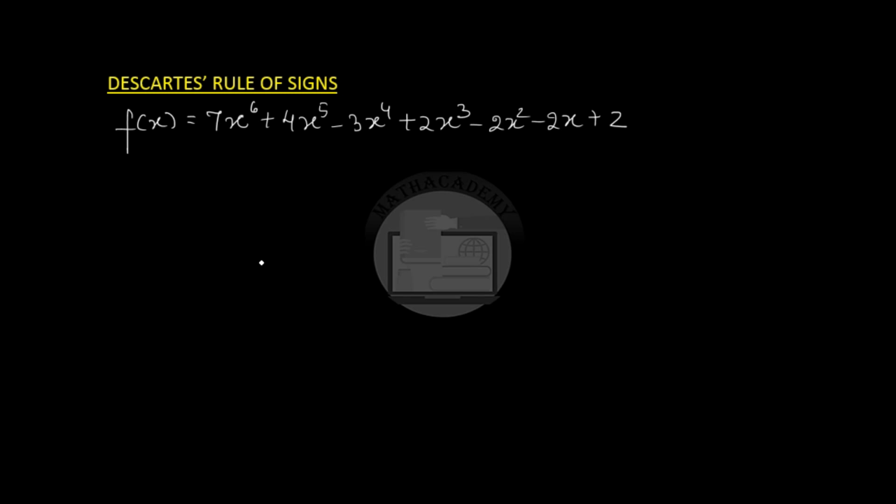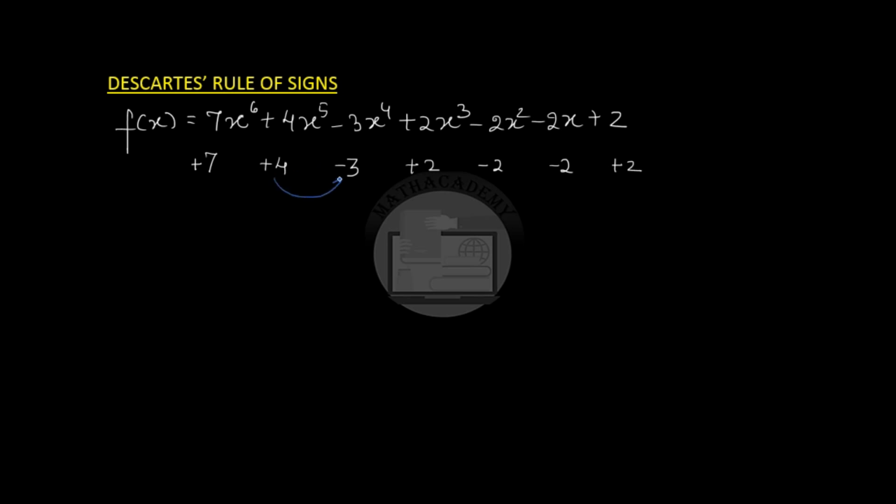Let us see. The first thing to figure out is the number of sign changes in f of x between the consecutive terms. So let me write down the coefficients of the terms. So we have plus 7, plus 4, minus 3, plus 2, minus 2, minus 2 and a plus 2 again. Now let us see the sign changes that's happening between the consecutive terms. So the first term is plus, the second is also plus, so no sign change.